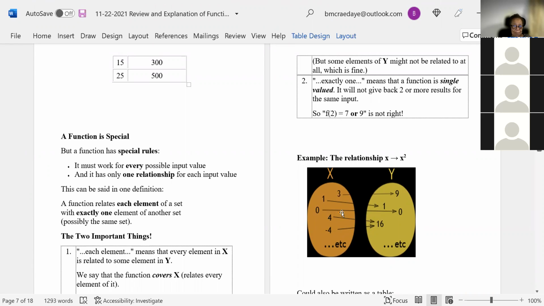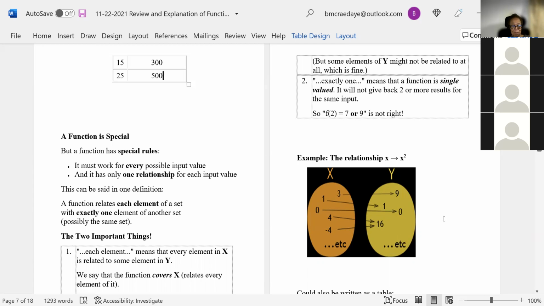Now here's a mapping. And notice the relationship x to x squared. Now we could write this as a table, but we have it as a map. So 3 squared is what? 9. That's right. And see, that maps to 9 right here. 1 squared is what? 1. And it maps to 1. 0 squared is what? 0. Right. Okay. 4 squared is 16, and minus 4 squared is 16.